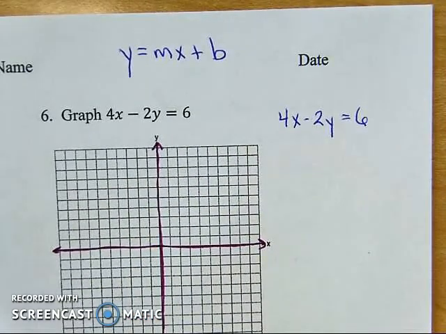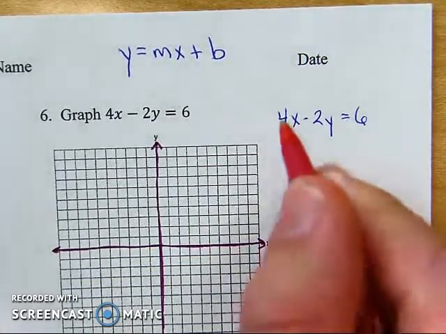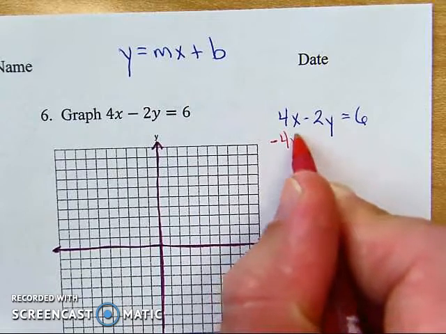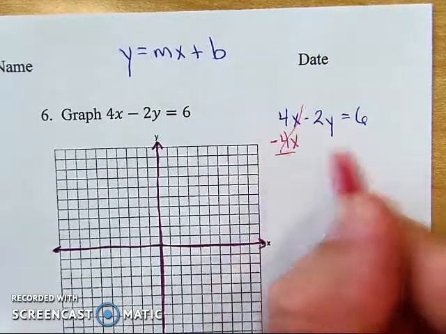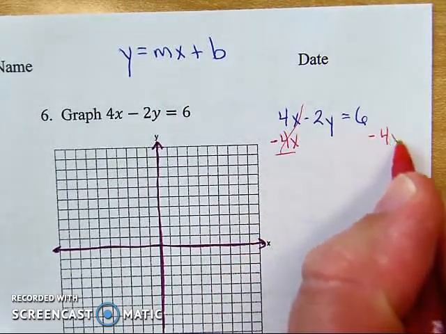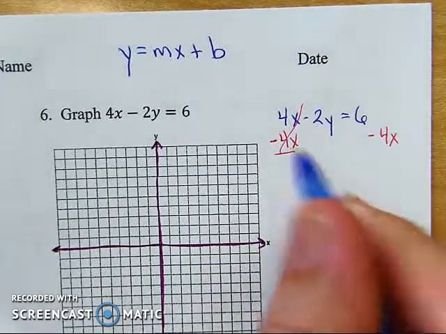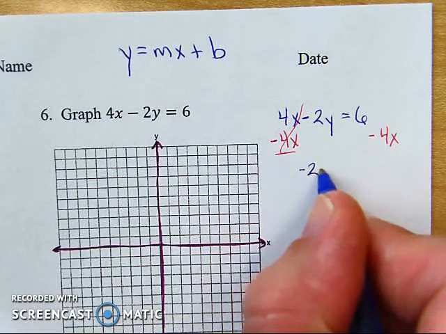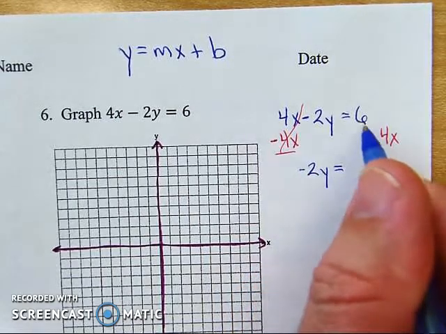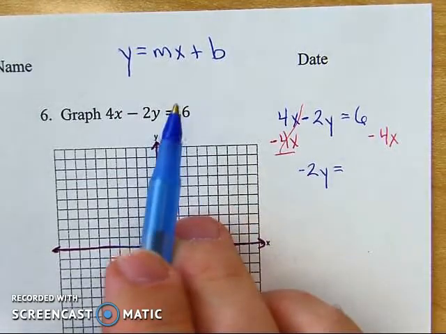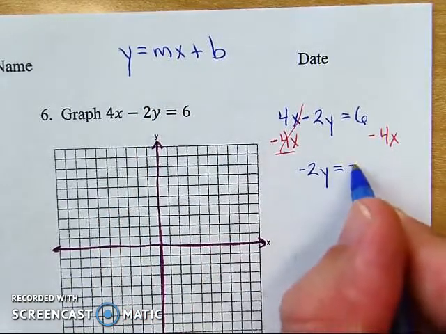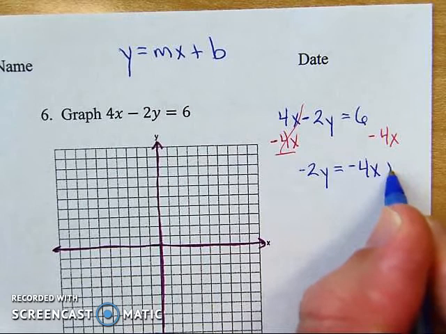So I have 4x minus 2y, and I don't want the x term over here, so I'm going to subtract it. Because I know 4x minus 4x is going to go away, and it's going to go over here. I still have a minus there, so that becomes negative 2y. On the other side, I could write 6 minus 4x, but I want the x term first, so I'm going to write that as negative 4x plus 6.